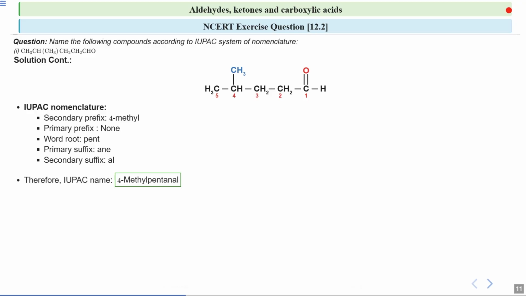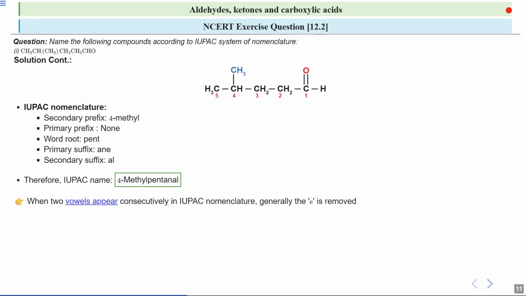So when you put it all together, you will get 4-methyl pentanal. That is, on fourth carbon, a methyl group is attached. Okay, and this contains 5 carbon chain, so the root word is pent. And since we have an aldehyde group, so E of this pentane is replaced by Al. So this is 4-methyl pentanal.